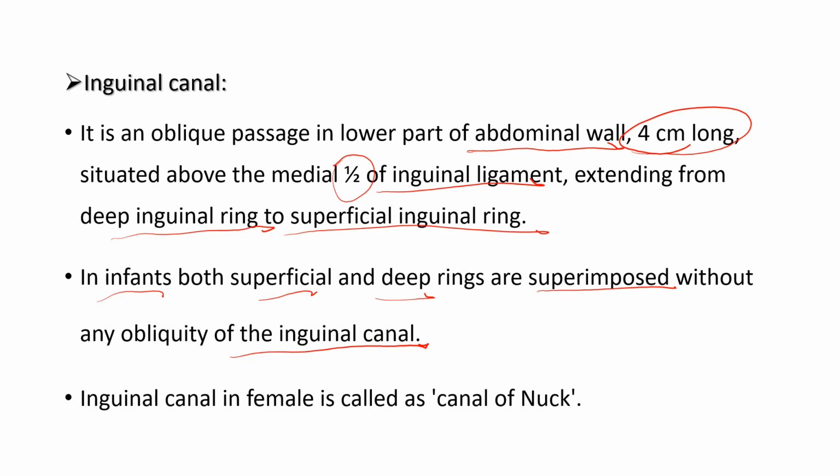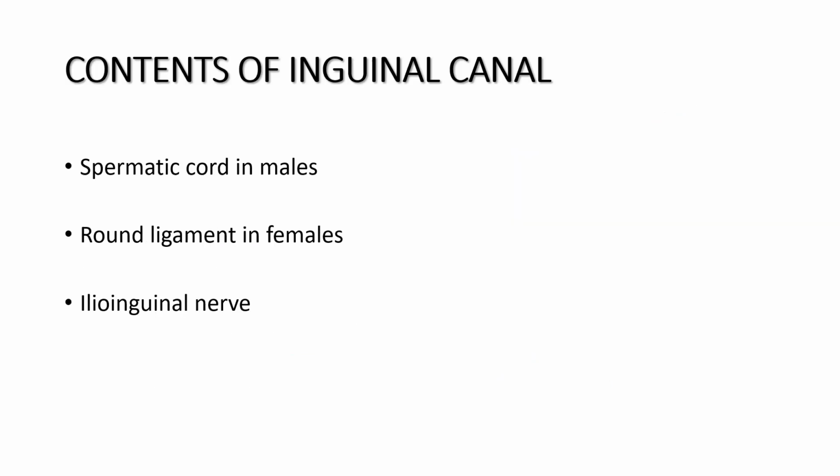The inguinal canal in females is called the canal of Nuck. It is important, do remember this. Now the contents of the inguinal canal: the spermatic cord in males, the round ligament in females, and the ilioinguinal nerve.